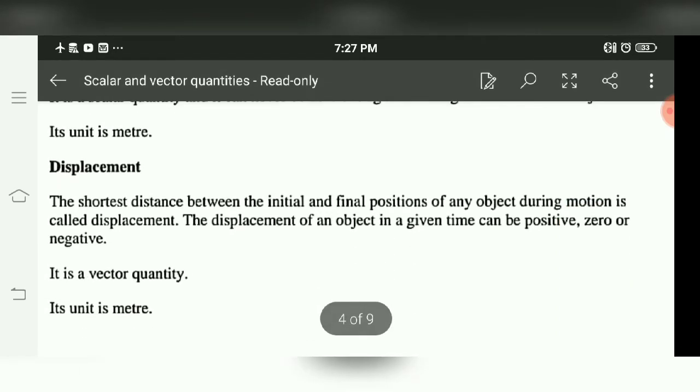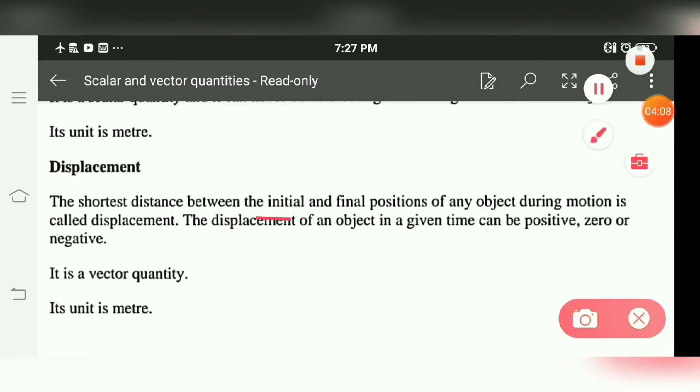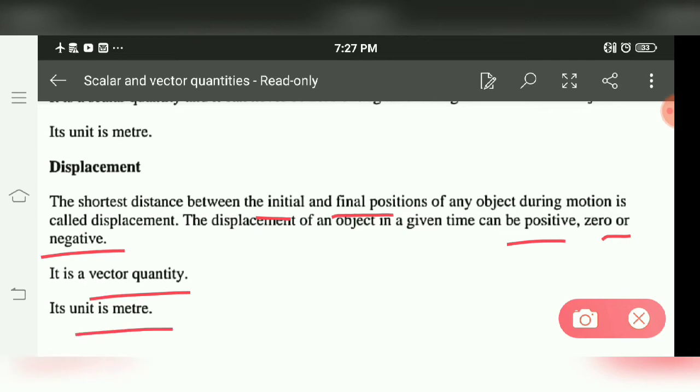Apart from it, displacement is always the shortest distance between the initial and final position of an object during the motion. Displacement can be positive, negative and zero. It's a vector quantity and the unit of this is again meter.